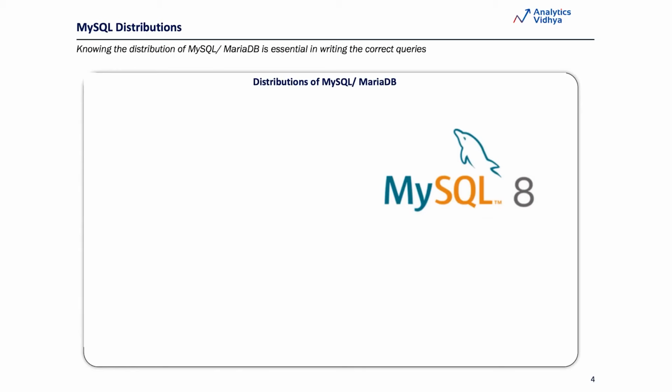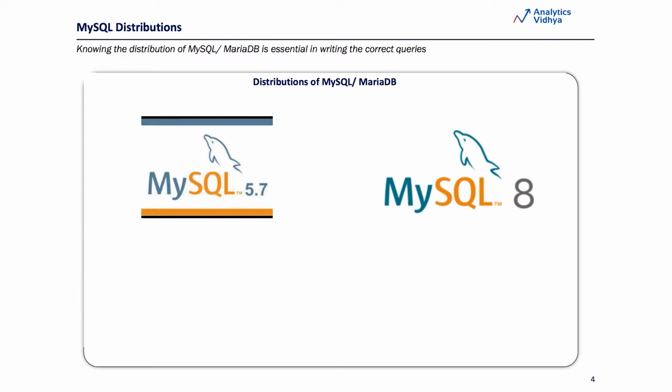Now we'll talk about MySQL and MariaDB distributions. If you go to the website of MySQL, you will find there are two major versions of MySQL out there. One is MySQL 5.7 and the other is MySQL 8. MySQL 8 is the newer version and 5.7 is the older one. The new features introduced in MySQL 8 include easier permission management using roles, better multilingual support, and performance improvements to name a few.